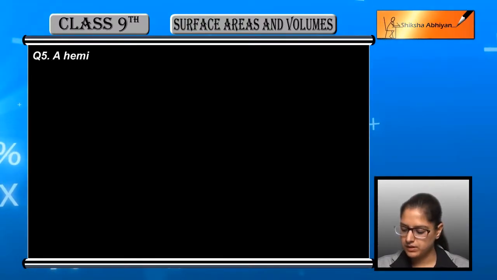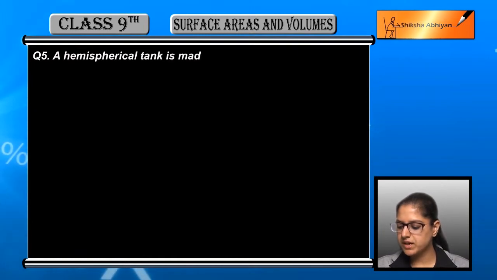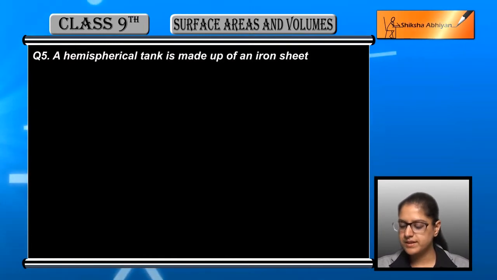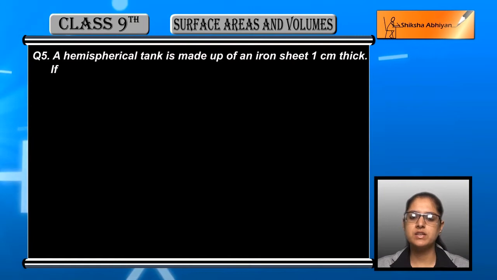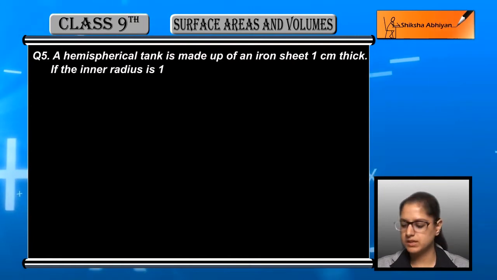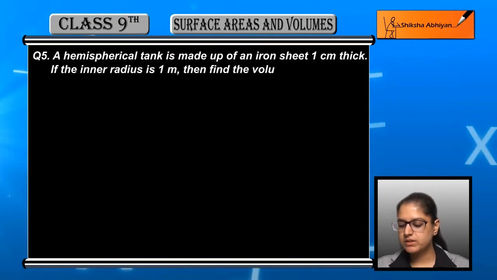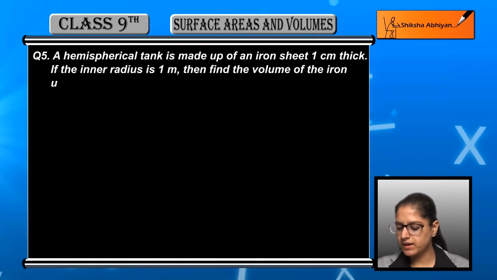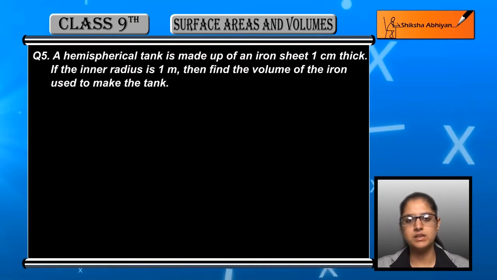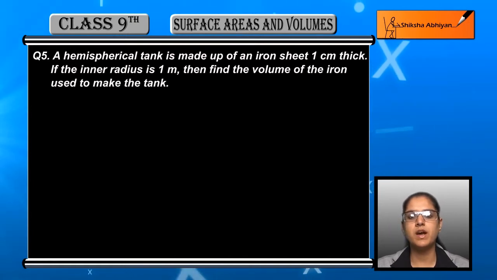Question number 5. A hemispherical tank is made up of an iron sheet 1 centimeter thick. एक iron की sheet है जिससे एक hemispherical tank बनाया है, उसकी thickness है 1 centimeter. If the inner radius is 1 meter, then find the volume of iron used to make the tank. अगर inner radius given है, volume of iron used निकालना है.